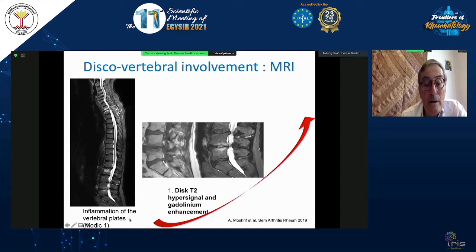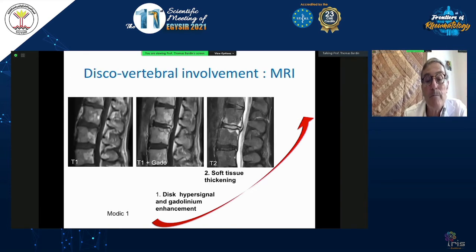So the less severe involvement that we saw was this inflammation of the vertebral plates, a Modic type of discovertebral involvement, which can be multiple, just as in this patient. This is not discitis because the intervertebral disc is not involved, but this is discitis. You see that in addition to this inflammation of the vertebral plates, this is a T1, this is a T2, there is some inflammation with gadolinium enhancement and T2 hypersignal of the disc itself. So this is the first stage of discitis.